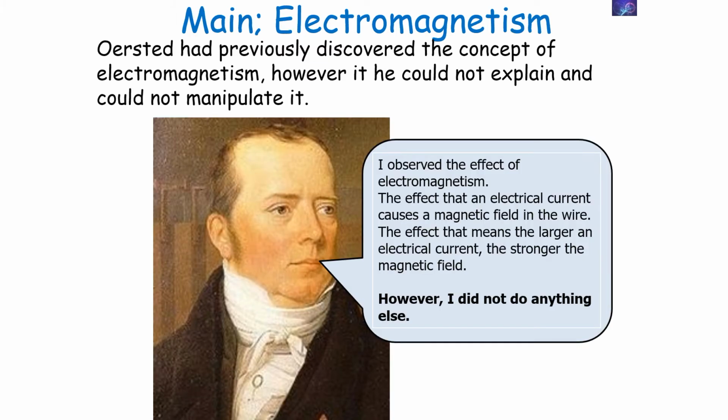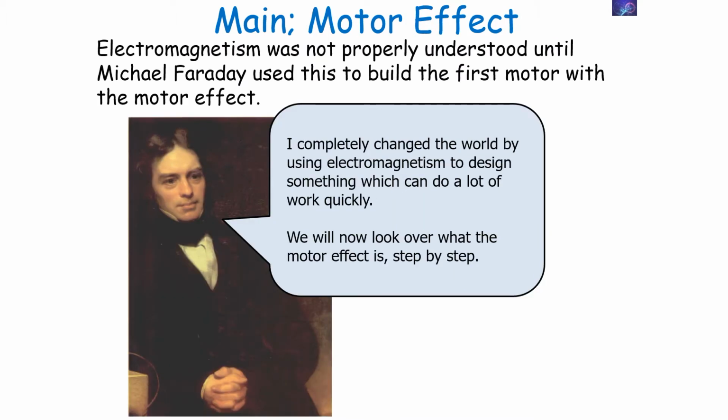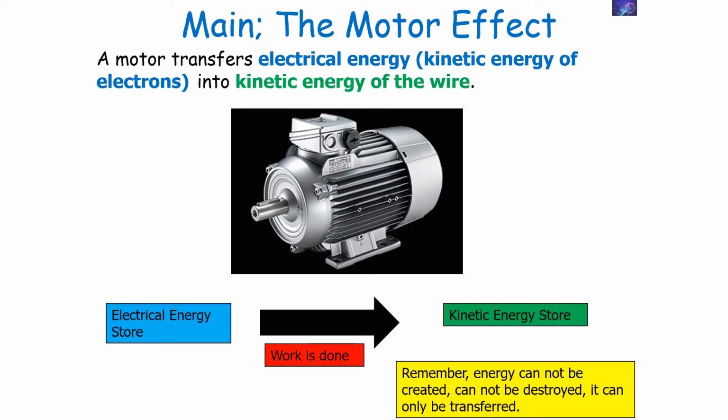Now Ørsted had previously discovered the concept of electromagnetism, but he couldn't explain it and he couldn't manipulate it. Michael Faraday later came along and he built the world's first DC motor with the principles of electromagnetism. Now a motor transfers electrical energy into kinetic energy. So the electrical energy store is turned into the kinetic energy store when work is done.